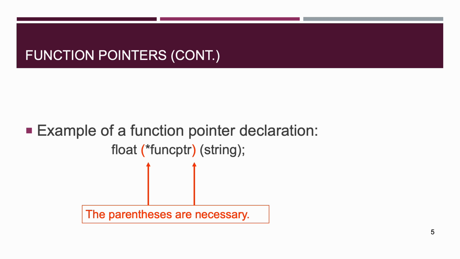Here, the float at the beginning specifies the return type of the function that function pointer can point to. This means that any function assigned to function pointer must return a float value. Specifying the return type in this way ensures that the function pointer is compatible only with functions that match this signature.